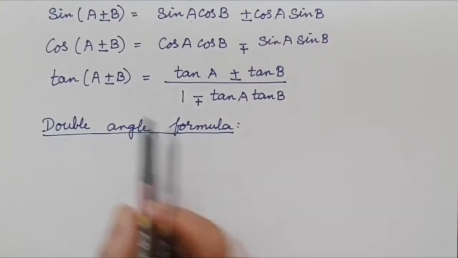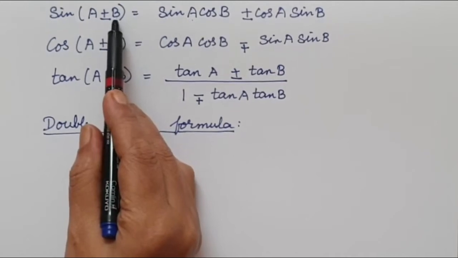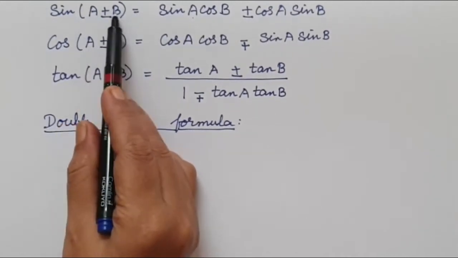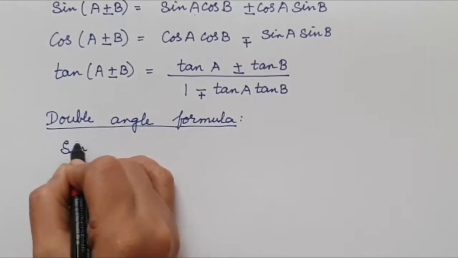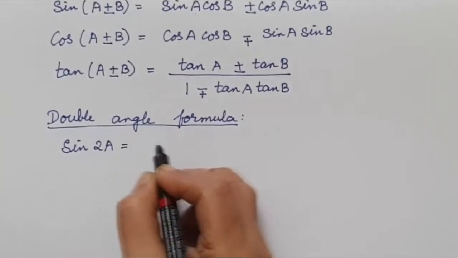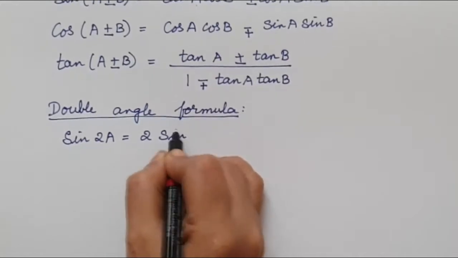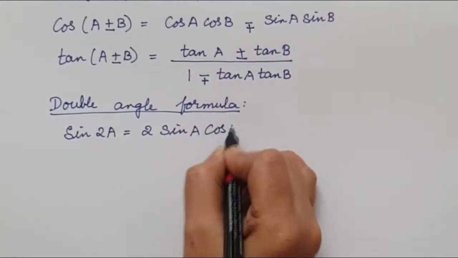Double angle formula. Here a and b will become equal. So a plus a will give us 2a. So we have a formula as sin 2a. So sin 2a will be equal to 2 sin a cos a.